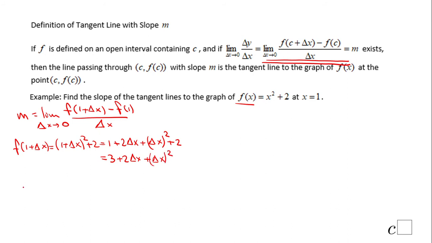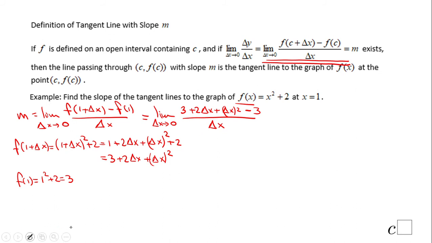So if we simplify this, we're going to have 3 plus 2 delta x plus delta x squared. And now let's also evaluate f of 1, which means you're going to replace x with 1, 1 squared plus 2, and that is 3. So now we can go back here, and we're going to have the limit when delta x approaches 0 of 3 plus 2 delta x plus delta x squared minus 3 over delta x.